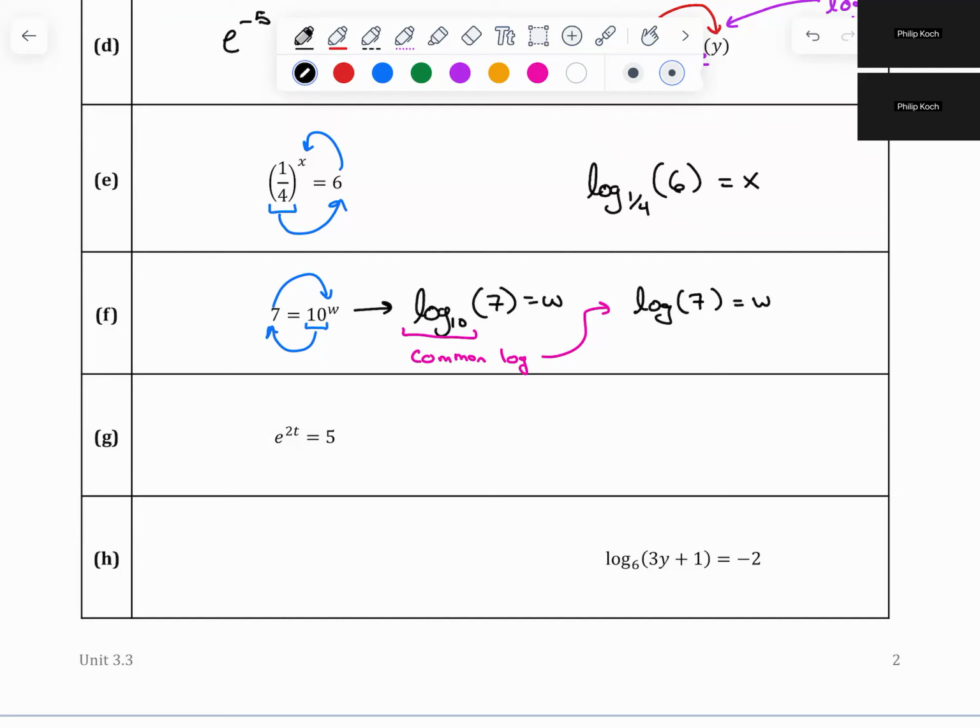Similar situation with the next one. e to the 2t is equal to 5. Start with the base, work your way across the equal sign, and then back over. And so this becomes log base e of 5 is equal to 2t, which is the natural log. So we should write it as ln of 5 is equal to 2t.